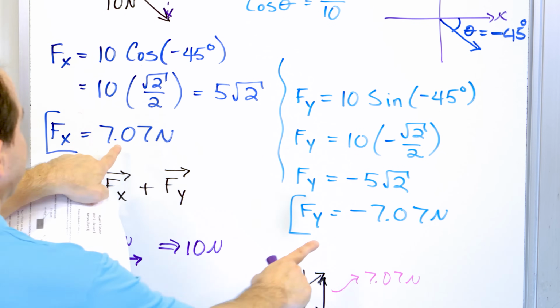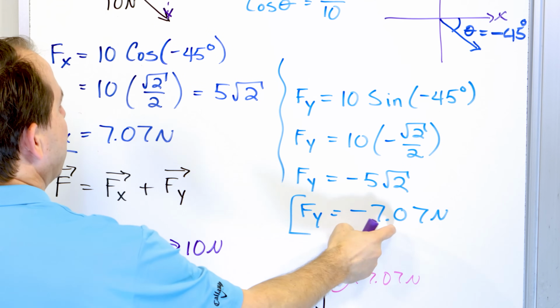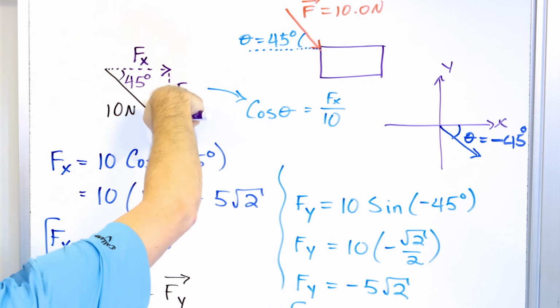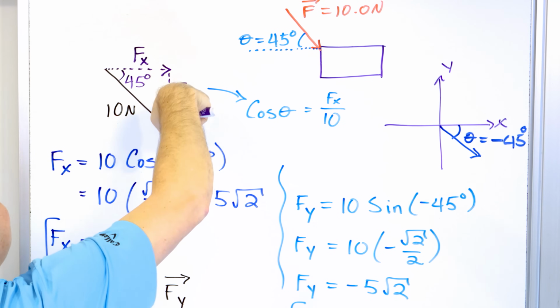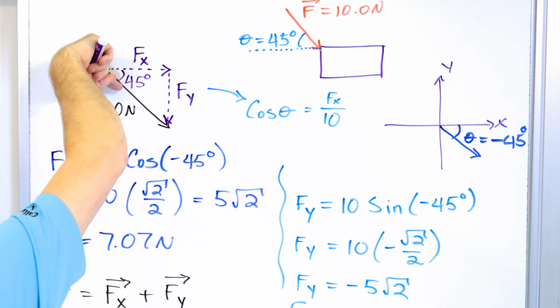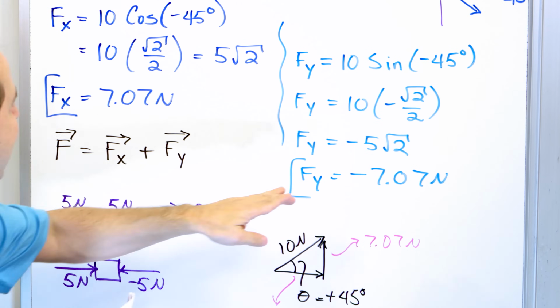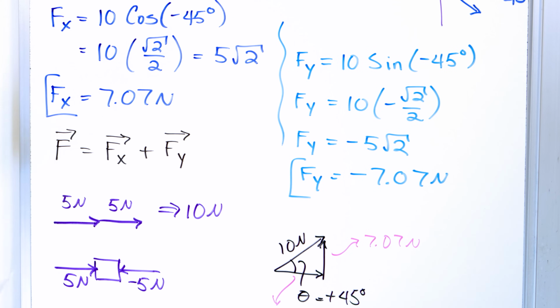But notice in our actual problem, one of these is positive and one of these is negative. This negative one just means that the y force is acting down, right? It's acting down, and this one is acting horizontally, and together they combine to produce a force that acts down and to the right like this. So that's why one of them is negative in our problem.